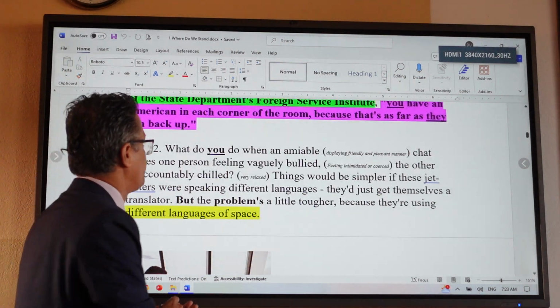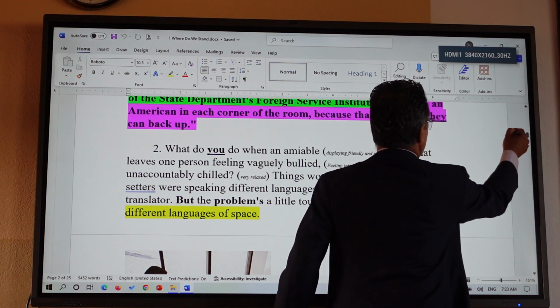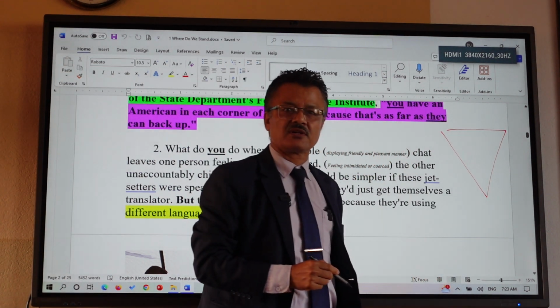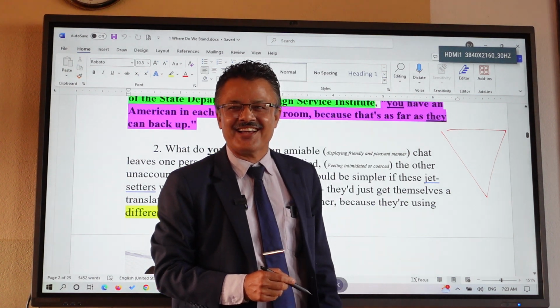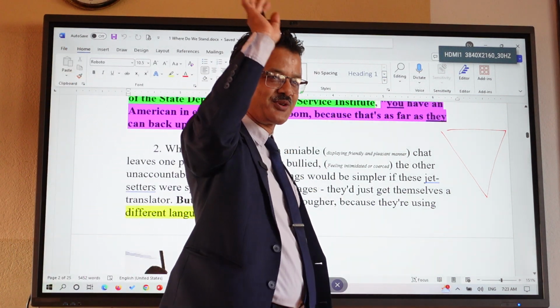Now come to the second paragraph. And I told you earlier about the reverse pyramid. Let me draw it once again here. Am I speaking too fast? If I'm too fast, raise your hand and say, I'm not able to catch what you're saying, sir.